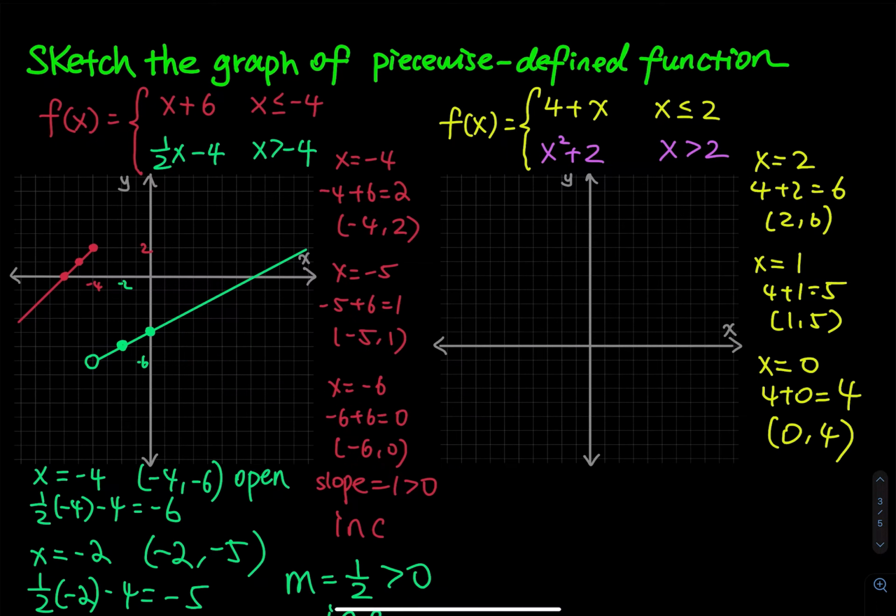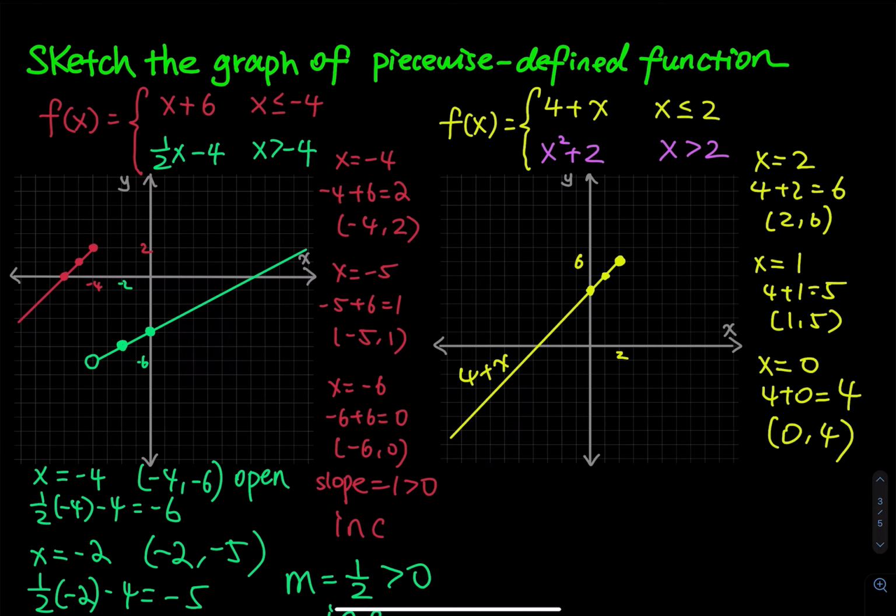Plot them. So 2 comma 6. So when x is equal to 2, this is 2, 4, 6. So 2, 6. And then when x is equal to 1, you have a 5, right? X equals 0, you have a 4. So clearly, what is the slope equal to? The slope is equal to positive 1. So the slope is positive 1, going uphill, then this is what the graph looks like. Alright, so that is your 4 plus x when x is less than or equal to 2.